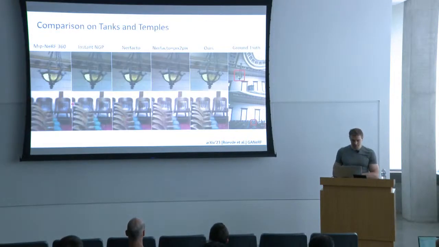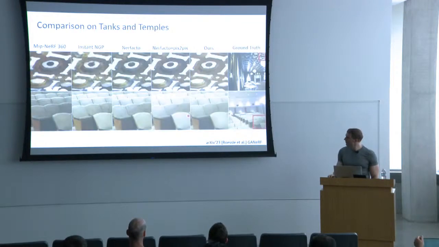Okay. Yeah, I'm coming slowly to an end, so I should probably move on. Here's a few more examples on Tanks and Temples. This is ours, and this is the baselines. I guess you can clearly see that this one looks a lot sharper here. Here you see the chairs. Also, this looks a lot sharper. You see all the detail here on the chairs, whereas here you didn't see it at all. And you see this with Mip-NeRF 360 as well.